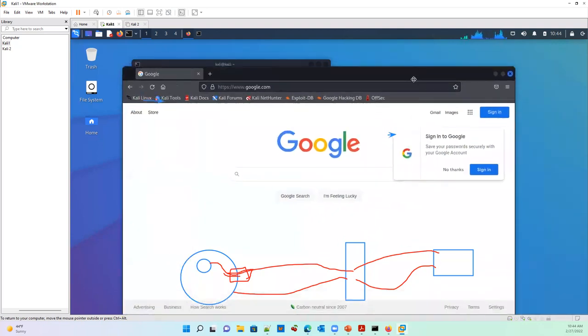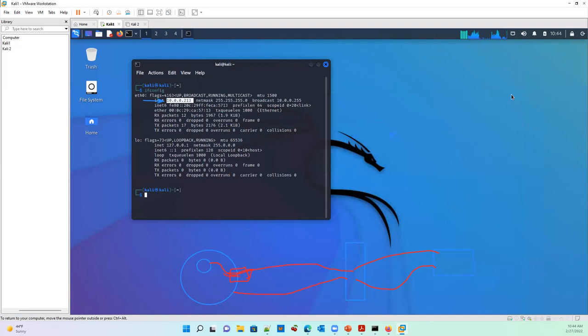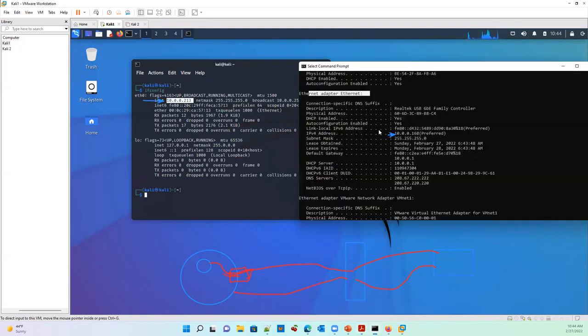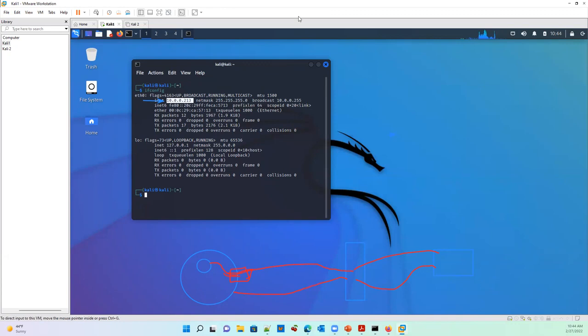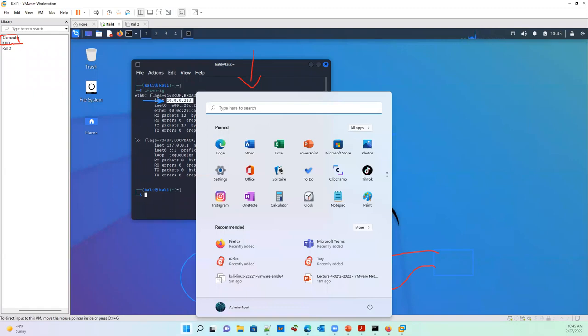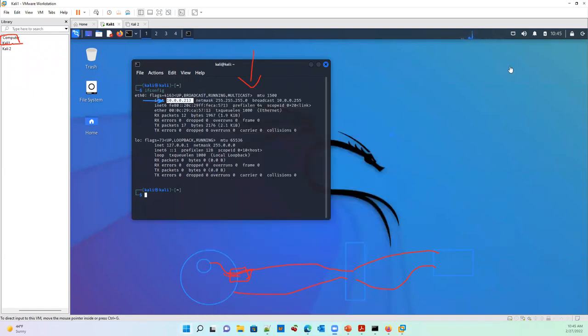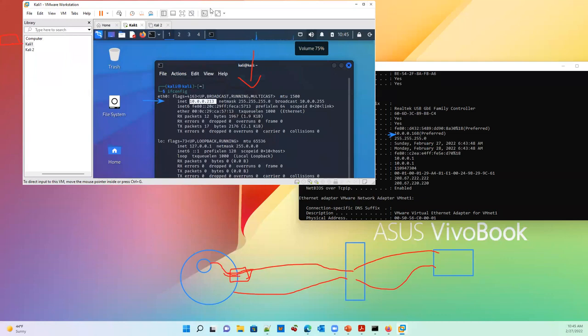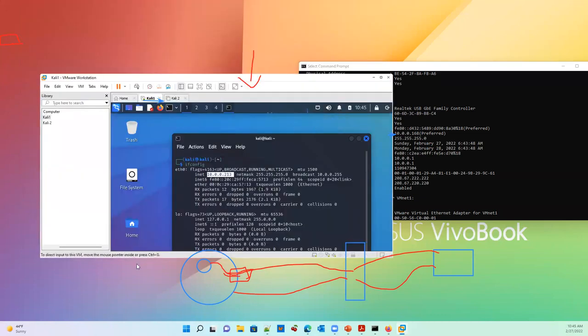So I can go to the internet now from my virtual machine, right? Right now my host machine is here, and this side is the guest machine. My Kali is the guest, which is a computer inside a computer. And this is my real computer, right? This is how it looks. This computer is inside my computer as a virtual machine.